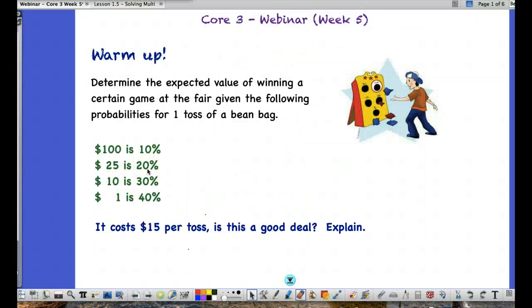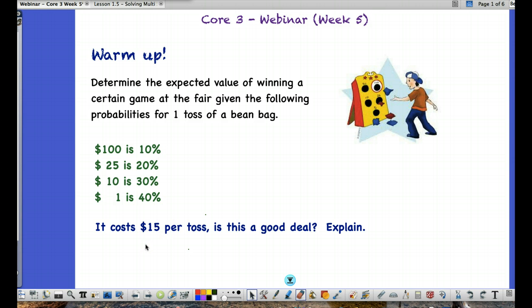Okay, so in order to do this problem, when we're looking at expected value, really what it is is just multiplying the probability by what you're expected to win. And that's all that it really is. So if we're expected to win $100, the probability of that is 10%. So we do that. And then we multiply the $25 times the 20%, et cetera, and we add all those together. Okay, and that's how you can determine the expected value.